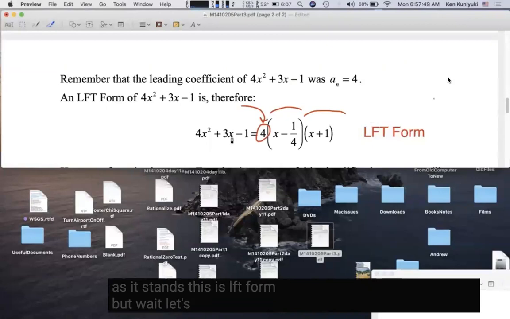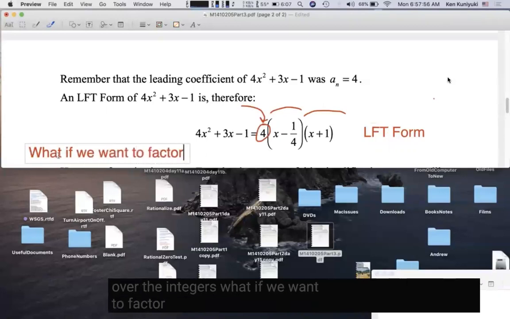But wait, let's say we want to factor this over the integers. What if we want to factor this polynomial over Z, the set of integers?